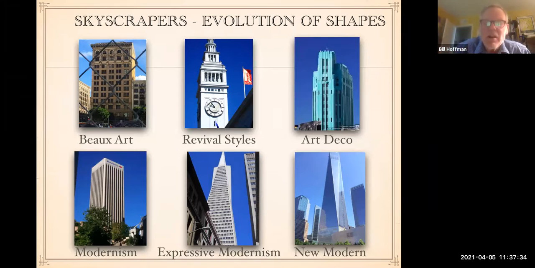Then in 1970 on, we had expressive modernism, where architects are starting to play with the box. They're starting to change the shape. They're adding elements, but they're still using modern materials. A good example of that is the Transamerica building, designed by William Pereira in San Francisco. Then starting in 1990 on, we have new modernism, which sometimes incorporates playful elements with modern materials. Sometimes it's a new type of glass that's energy efficient. So we can call from 1990 on new modernism.